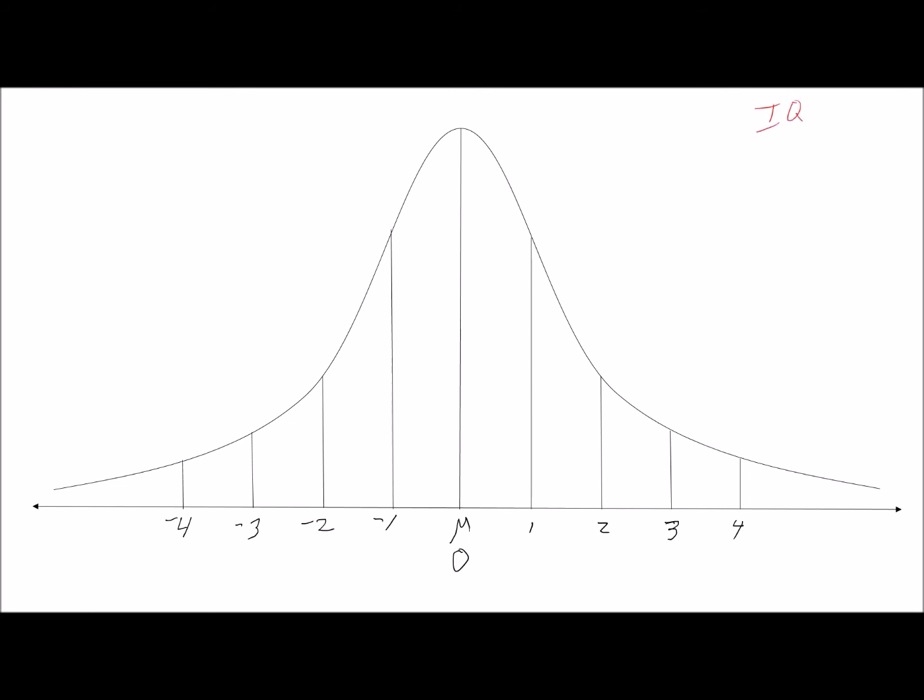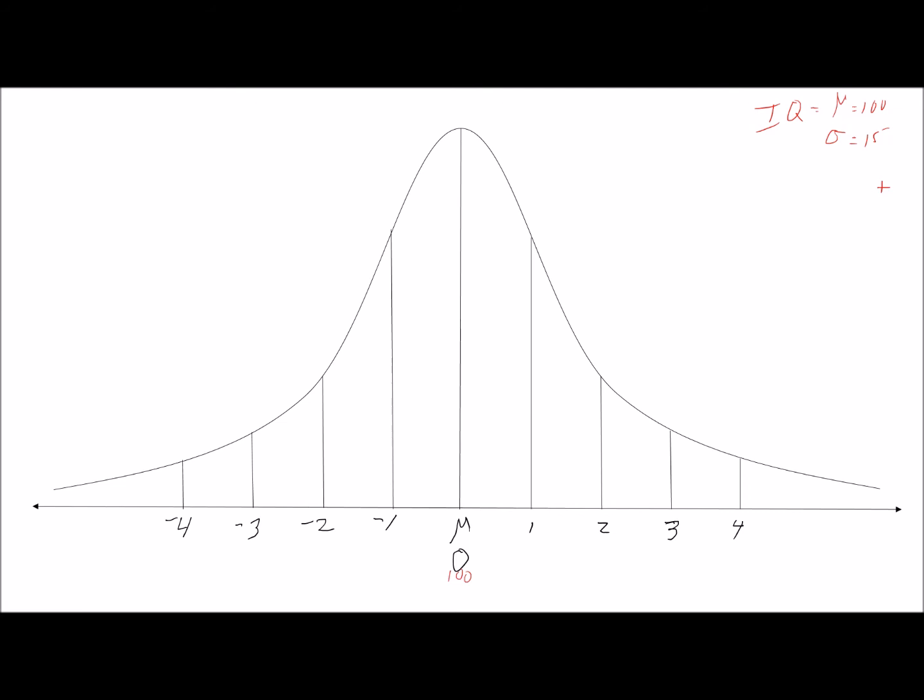IQ, which again we know has a population mean equaling 100, right? So that would actually come down here at the 0 point, the mean being 100. And we also know that the standard deviation of IQ is 15. So that being the case, we know that each one of these values is going to be 15 if it's on the upside of the mean, or the north side, or the positive side. And let's just illustrate that here.